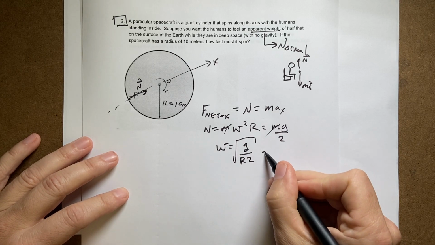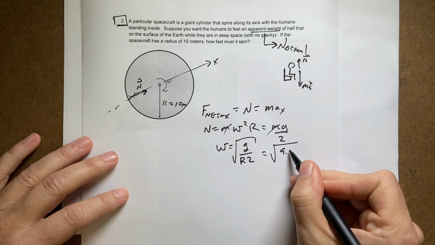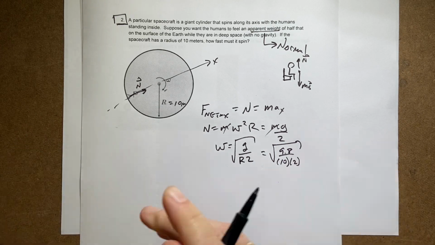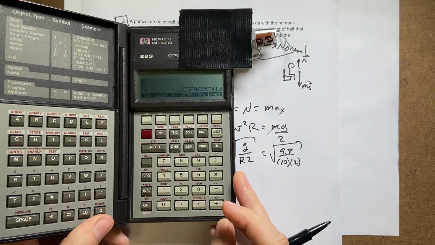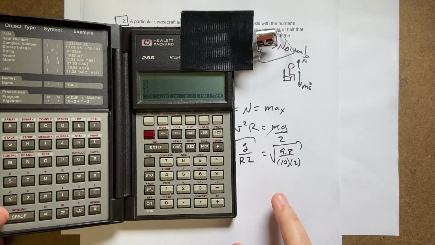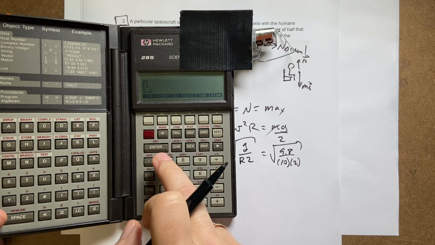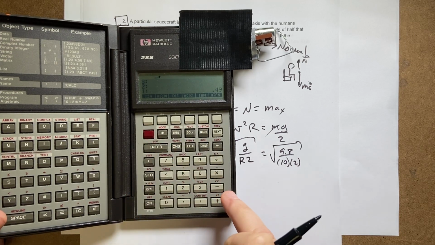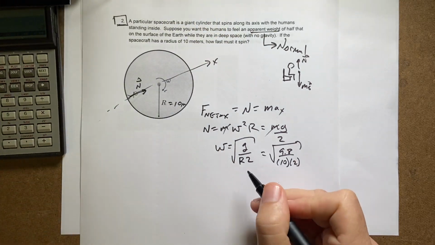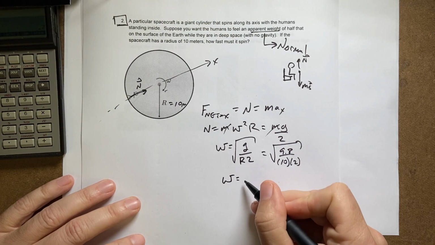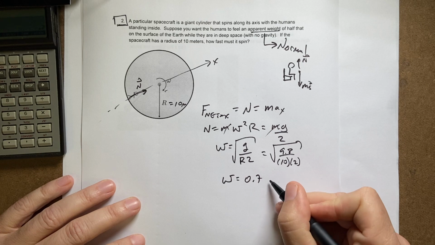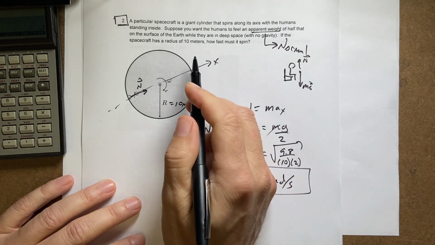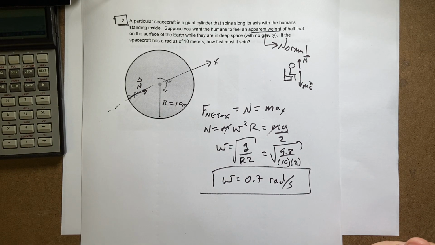So I can put in my values. It's going to be the square root of 9.8 divided by 10 times 2. Okay, so I put 9.8 divided by 20, take the square root, and I get 0.7 radians per second. That's it. How fast must it spin?